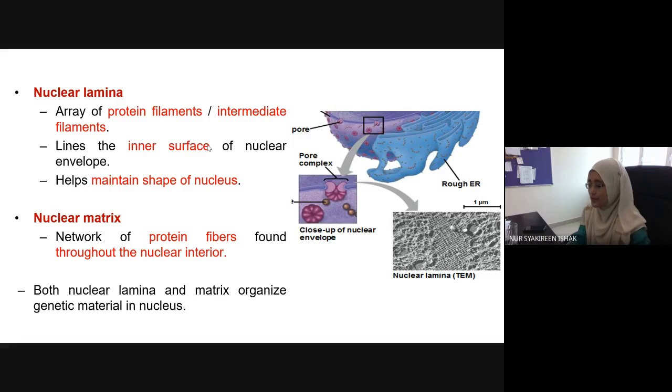So it lines the inner surface of the nuclear envelope. These are the filaments, structural proteins to support the shape of the nucleus. And then inside the nucleus, you have the nuclear matrix, which is a network of protein fibers found throughout the nuclear interior. Both the nuclear lamina and matrix organize the genetic material in the nucleus. It organizes the DNA, the chromosomes, within the nucleus.